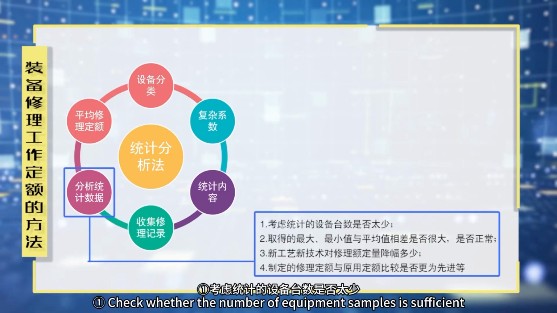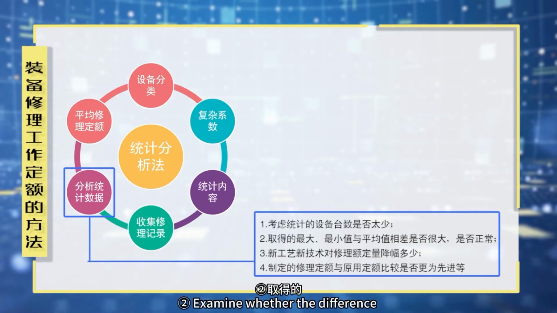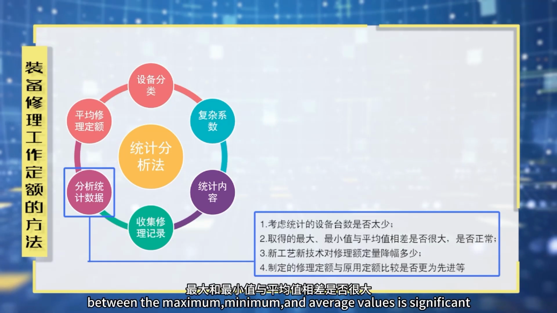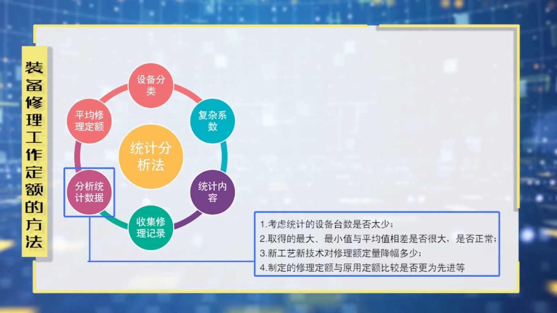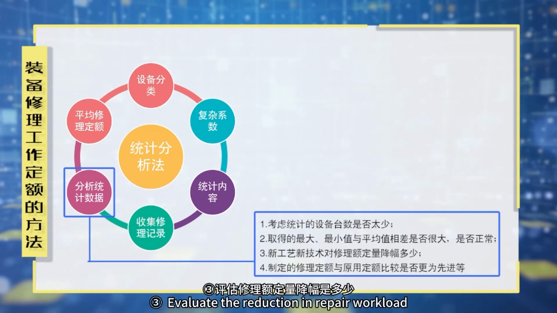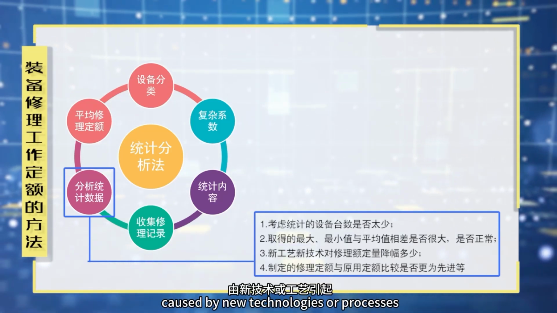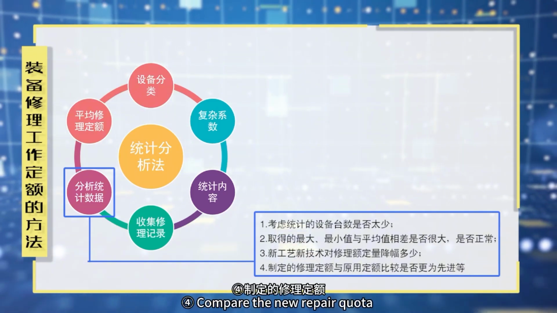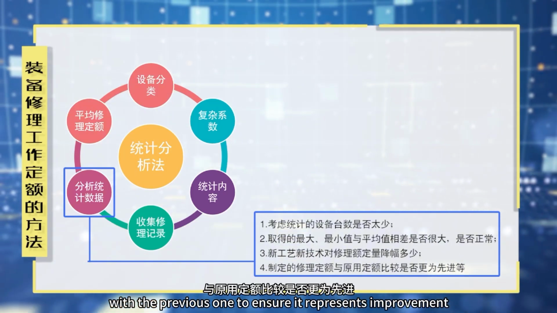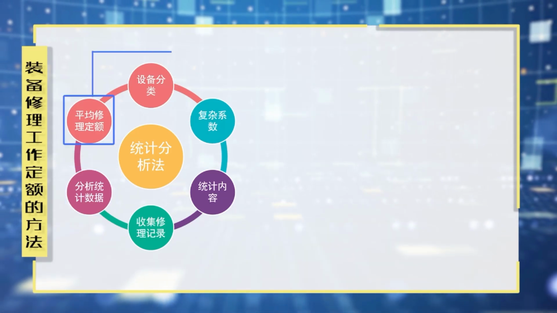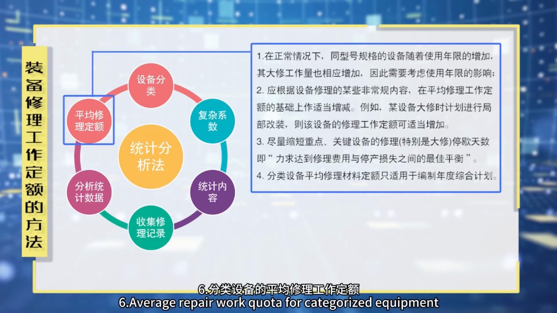First, check whether the number of equipment samples is sufficient. Second, examine whether the difference between the maximum, minimum, and average values is significant or reasonable. Third, evaluate the reduction in repair workload caused by new technologies or processes. Fourth, compare the new repair quota with the previous one to ensure it represents improvement. Sixth, average repair work quota for categorized equipment.